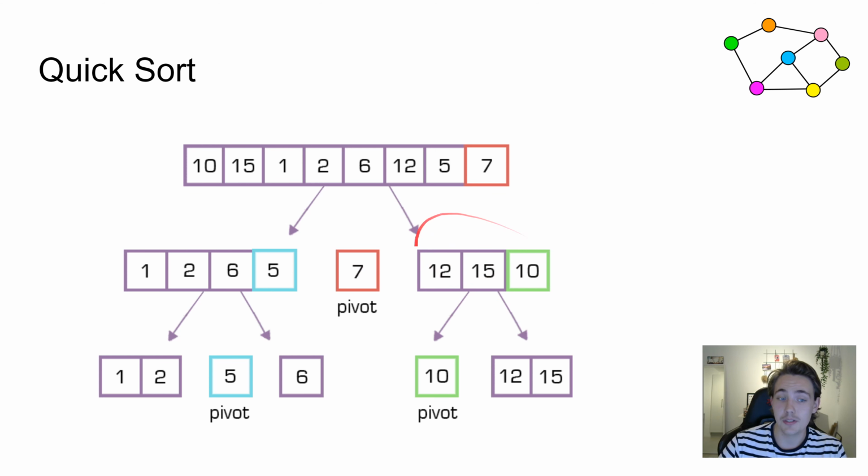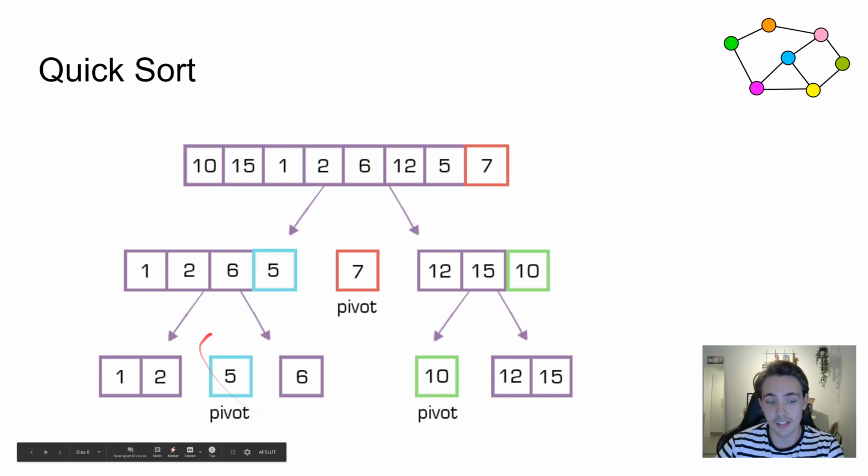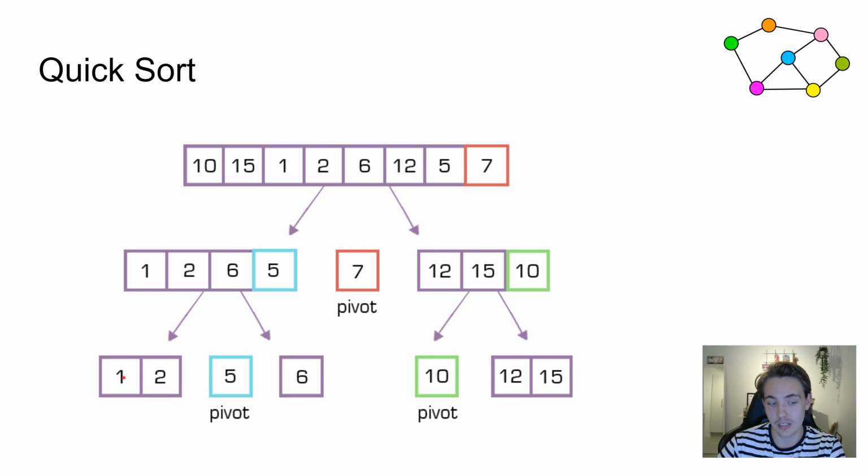And then we do the same again, where we choose a new pivot point for our subarrays, and we just do this recursively as I just told you. And then in the end, we'll end up with our sorted array, and we can combine them all again. So we will now get 1, 2, 5, 6, 10, 12, 15. So then we will end up with a sorted array.